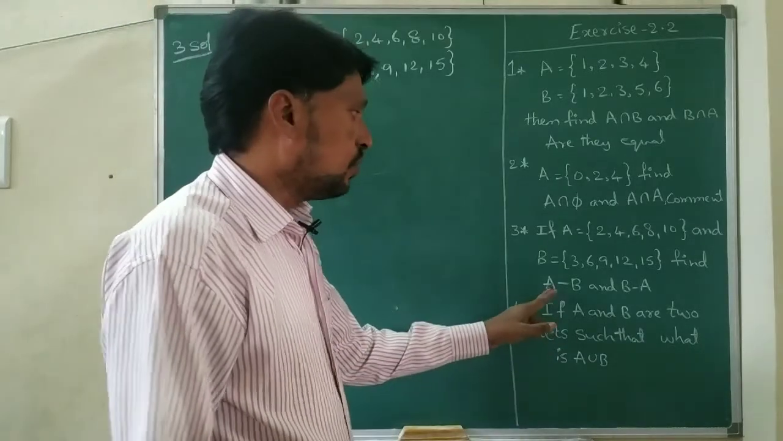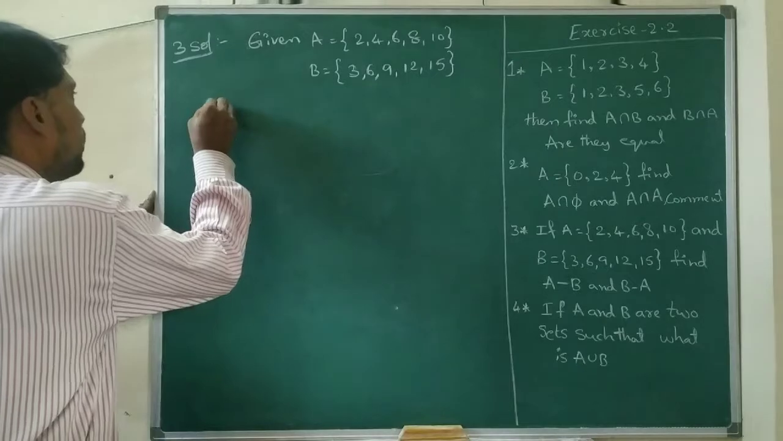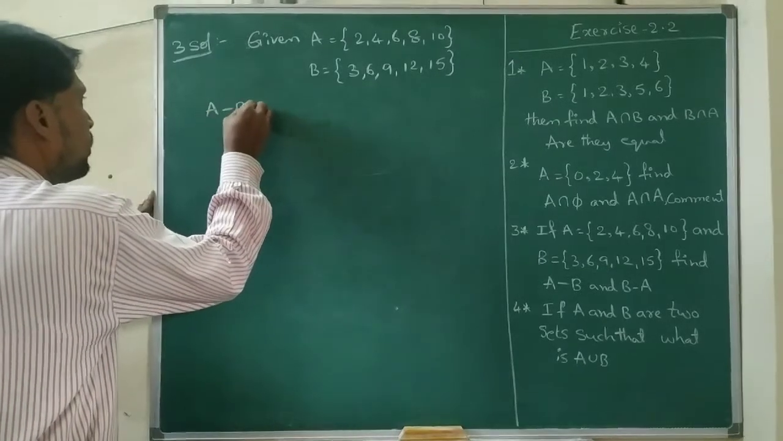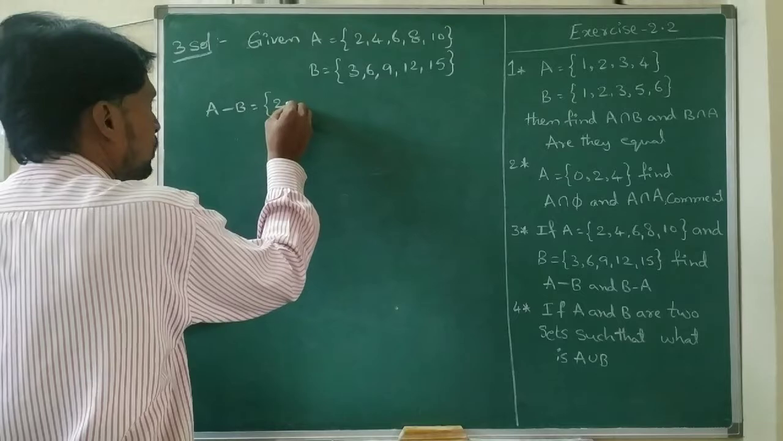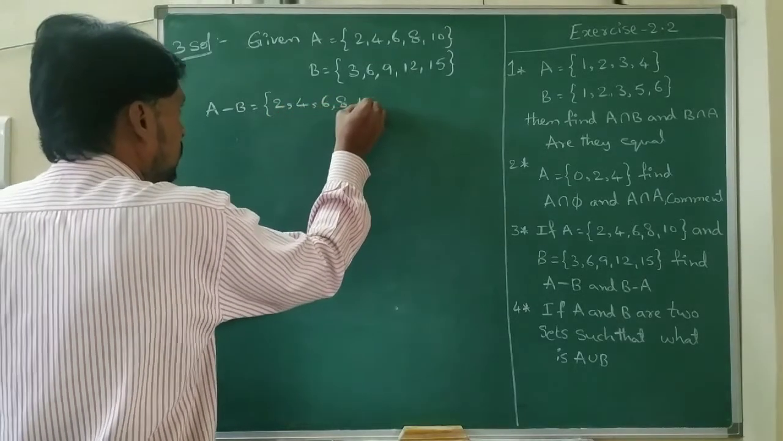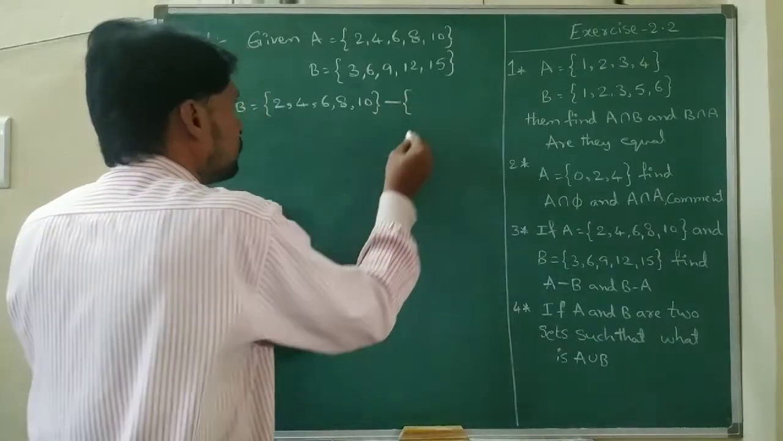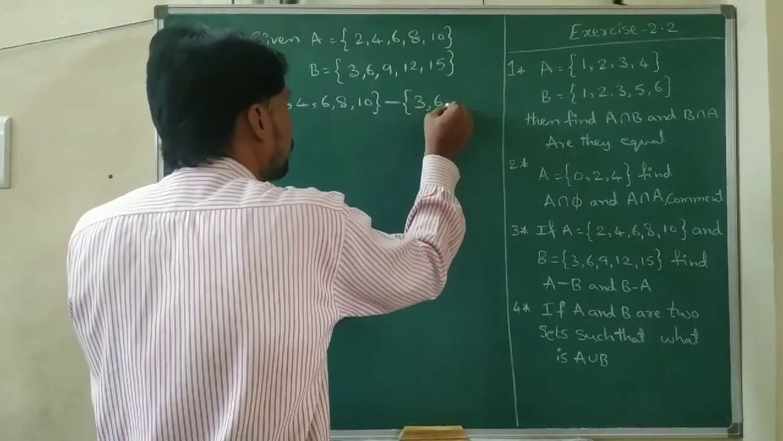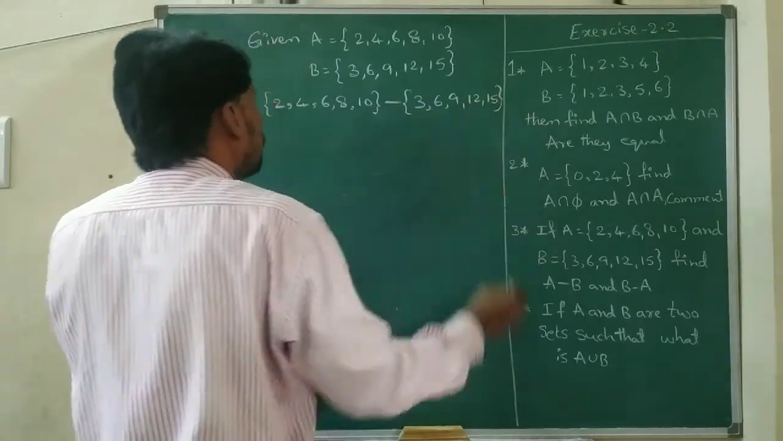Difference of sets we need to find. So A minus B and B minus A. So what is A minus B? A minus B equal, so set A, what are the elements, that one we should write. So 2, 4, 6, 8, 10 minus B, 3, 6, 9, 12, 15.